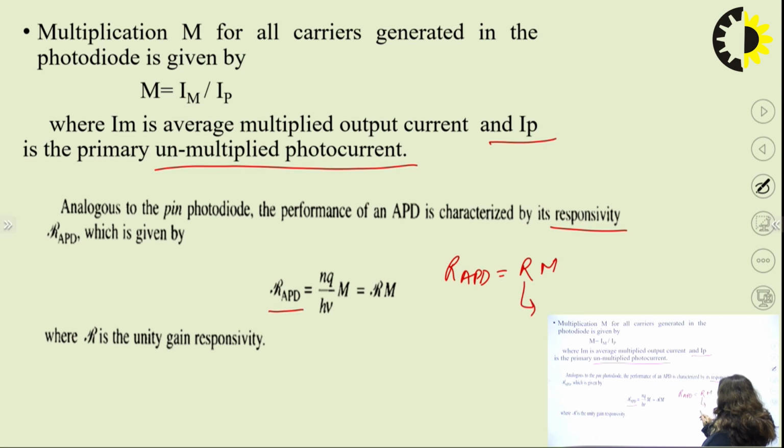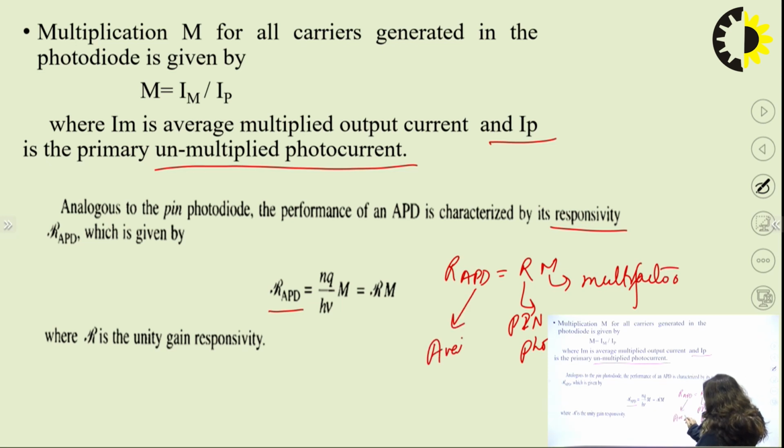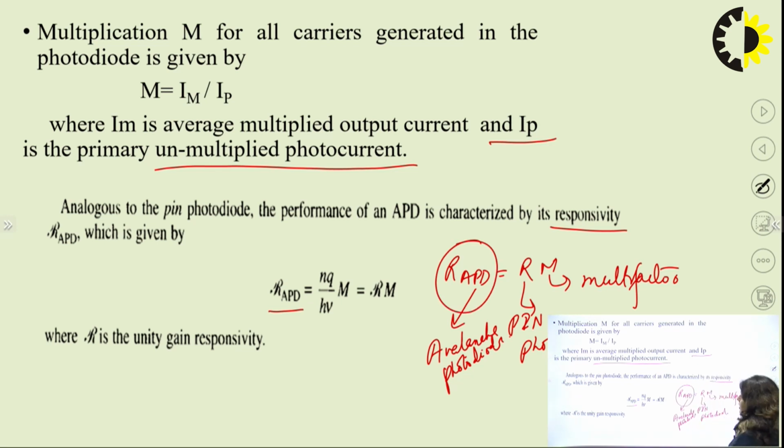This is for the pin photodiode, this is the multiplication factor, and this is for the avalanche photodiode. So the responsivity is also much higher as compared to the pin photodiode. We have much more responsivity in the avalanche photodiode as compared to the pin photodiode.